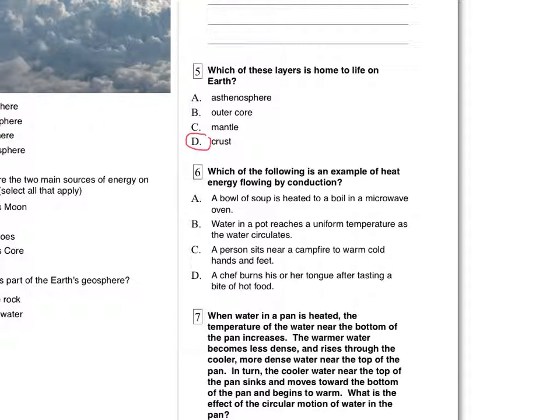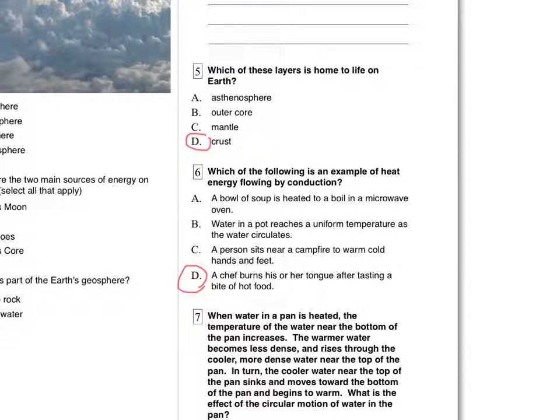Number 6, which of the following is an example of heat energy flowing by conduction? Conduction is the transfer of energy between 2 touching surfaces, so that is actually D. A chef burns his or her tongue after tasting a bite of hot food. The tongue is touching the hot food, and there's a transfer of energy there. Option A, a bowl of soup is heated to a boil in a microwave oven. The microwaves are heating that bowl up, so that is radiation.